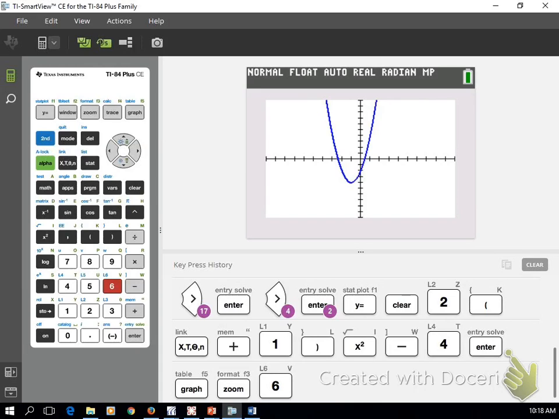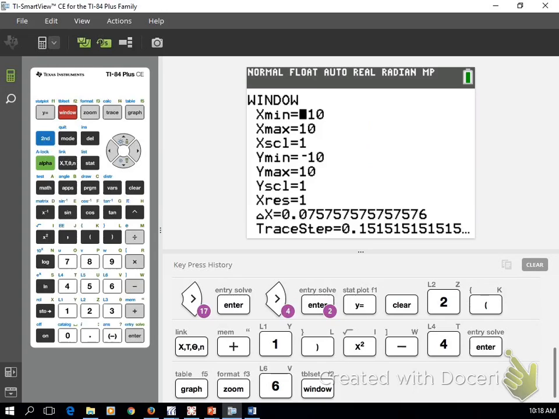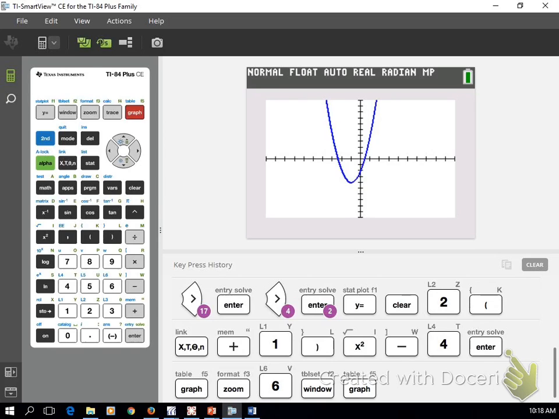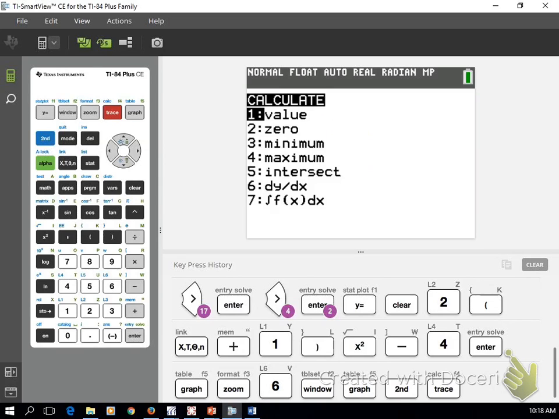Or just go into your window and type in negative 10, 10 for your x minimum and maximum, negative 10 and 10 for your y minimum and maximum. Make sure that your graph is scaled by ones. Now remember that these are called zeros, so we need to second calculate and go looking for a zero.